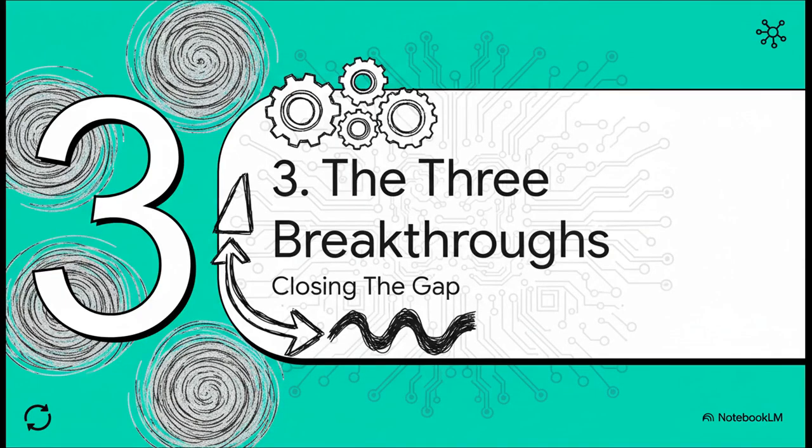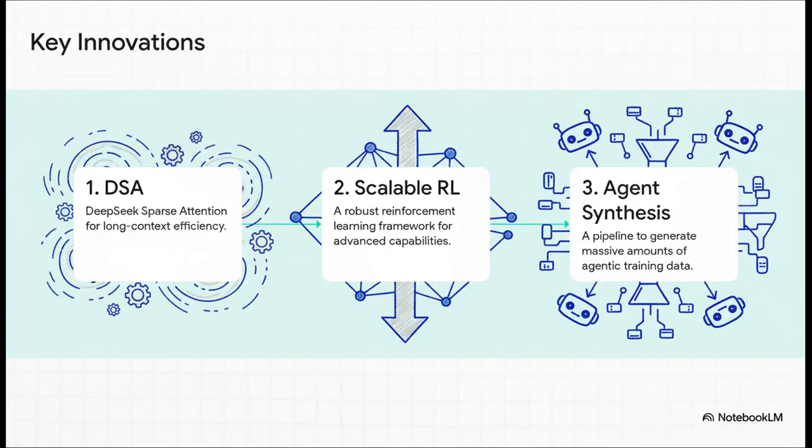Okay, part 3, DeepSeek's 3 breakthroughs. So to try and close this gap, the team knew they couldn't just build a bigger model. No, they engineered 3 really core breakthroughs to hit those problems head on. So here they are. First, something called DeepSeek Sparse Attention, or DSA, for crazy efficiency. Second, a new way to do reinforcement learning that can scale up and make the model way smarter. And third, a method for creating tons of training data for those complex agent tasks. So let's look at each one of these.